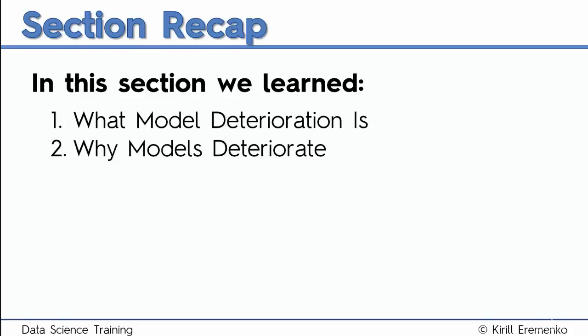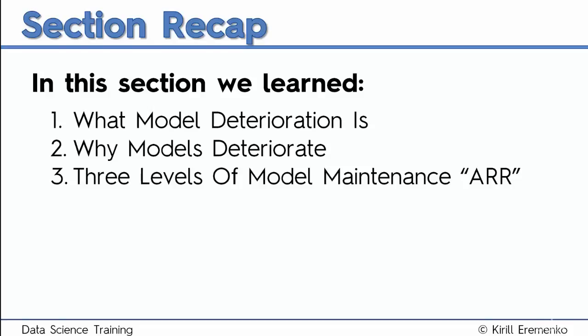Number two, why models deteriorate. So we looked at why they deteriorate over time, then spontaneous iteration. Although there is no blueprint here, there can be myriads of reasons why models deteriorate. We still threw around some ideas that will help you understand why a model is deteriorating if you do come across this situation. Then we talked about the 3 levels of model maintenance, or the ARR process.